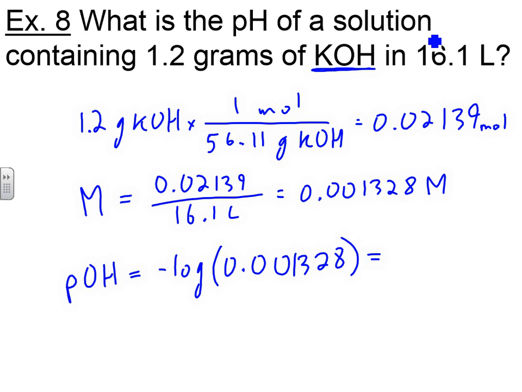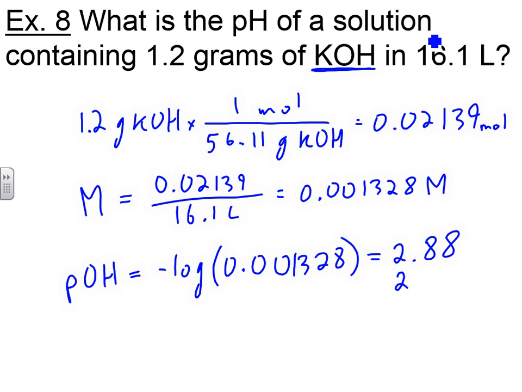Go ahead and plug this in. Let's see what we got. Takes a little bit to plug in the negative logs. We should get ourselves 2.88. We have 3 sig figs. Let's see, we have 2 sig figs, so really 2.9 in this case. 2.9 for the pOH.